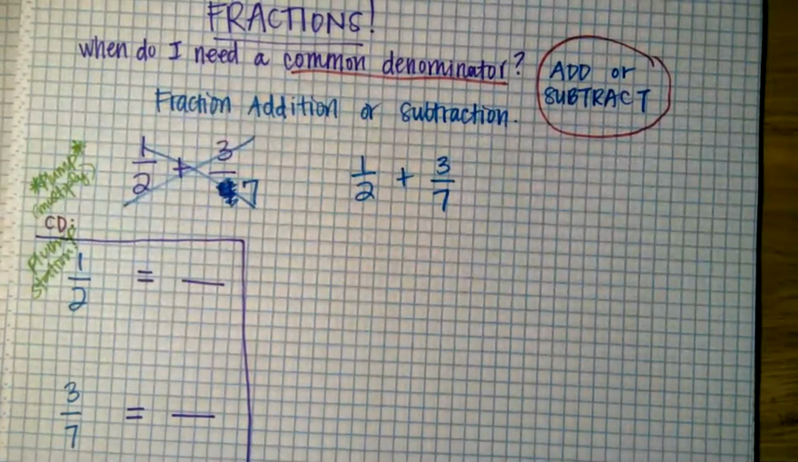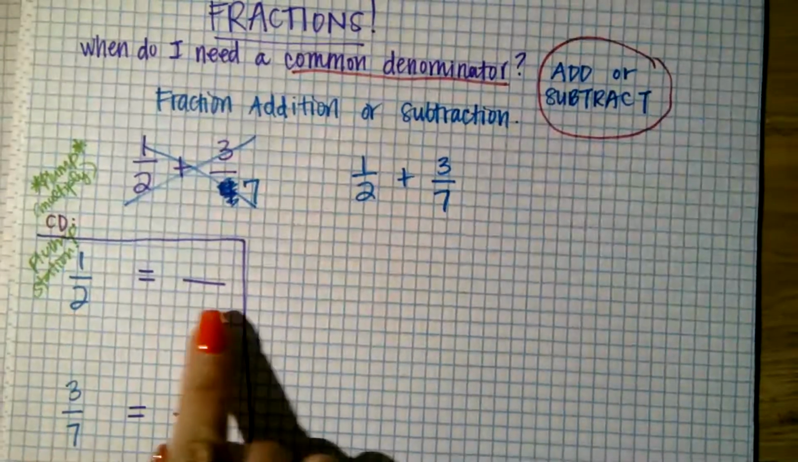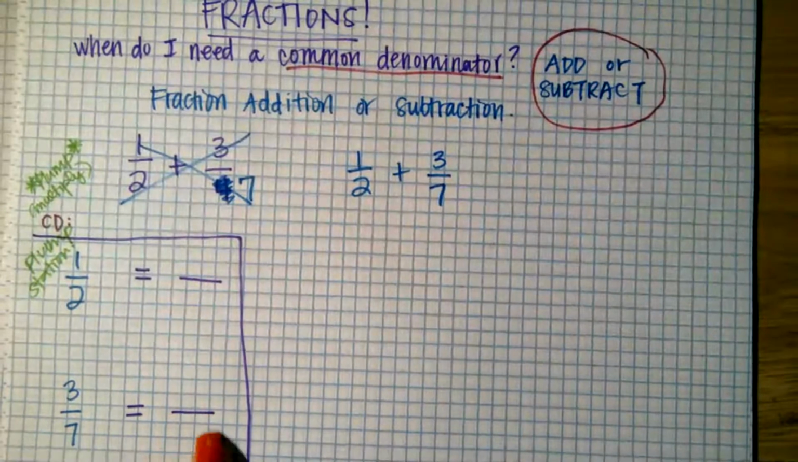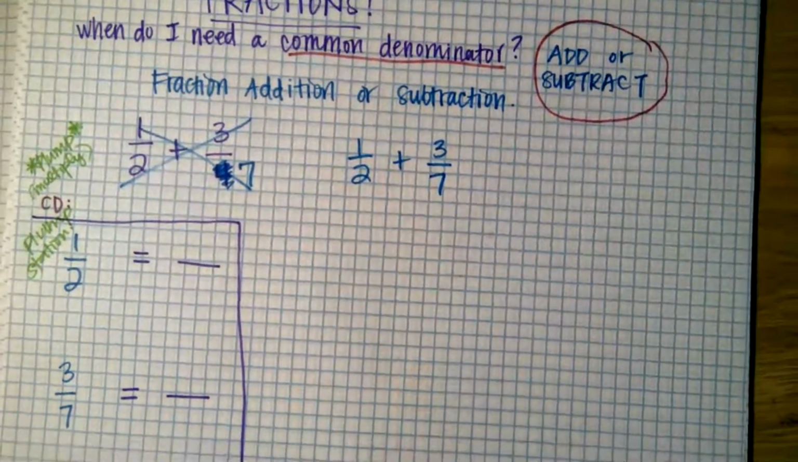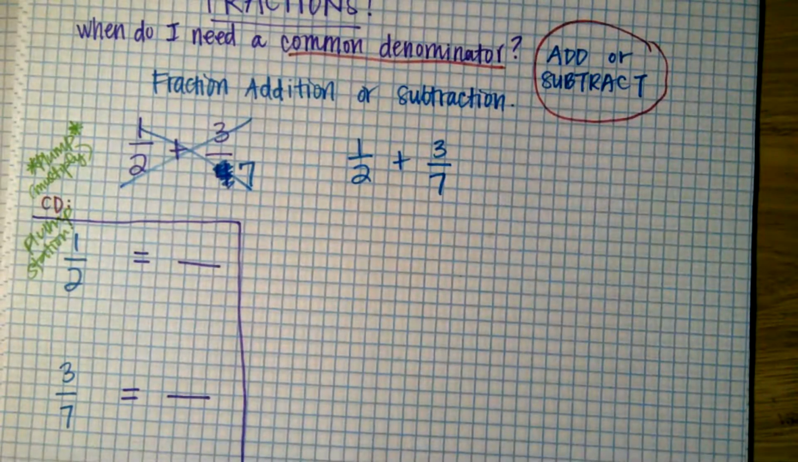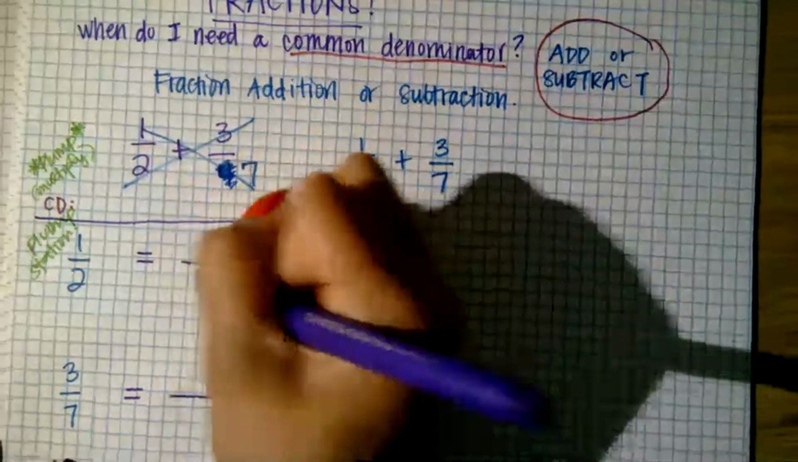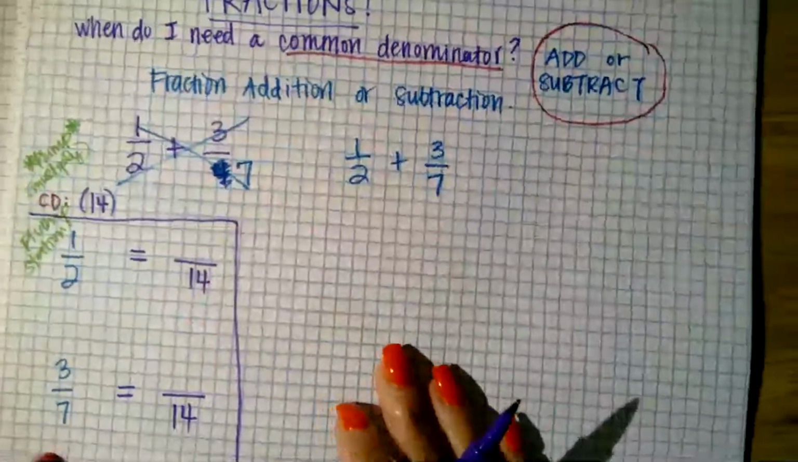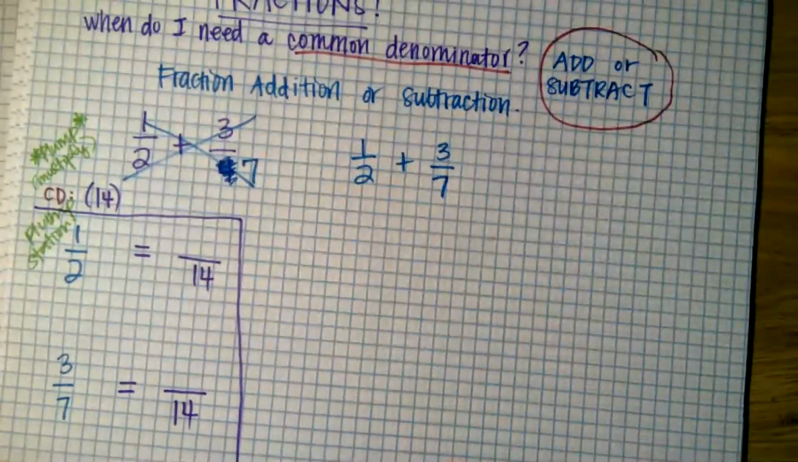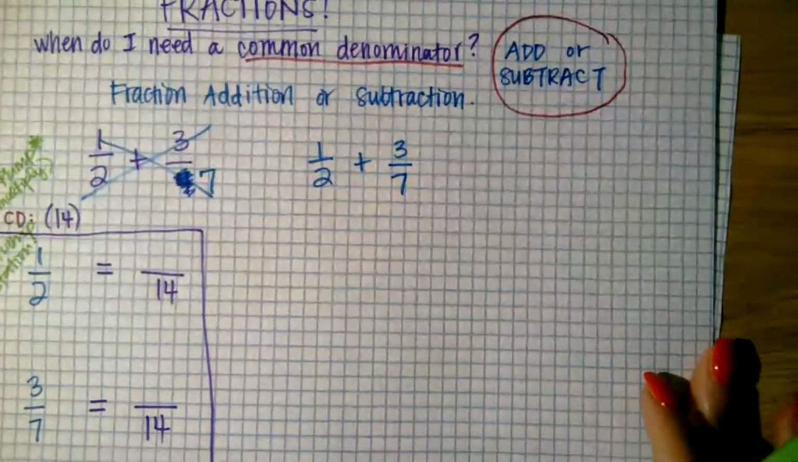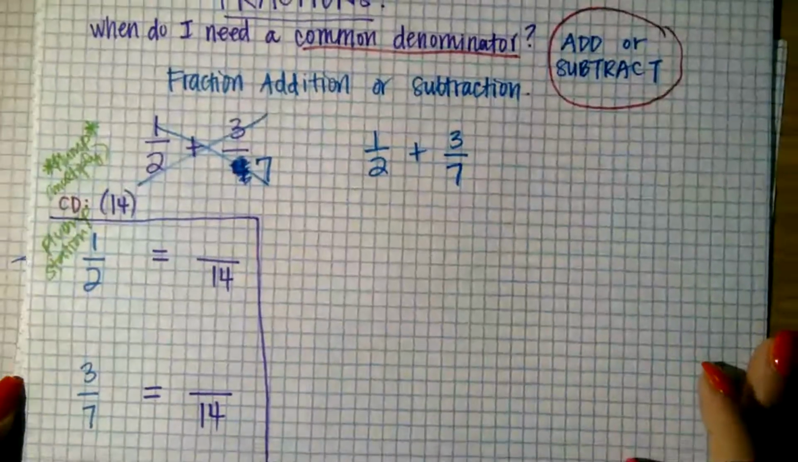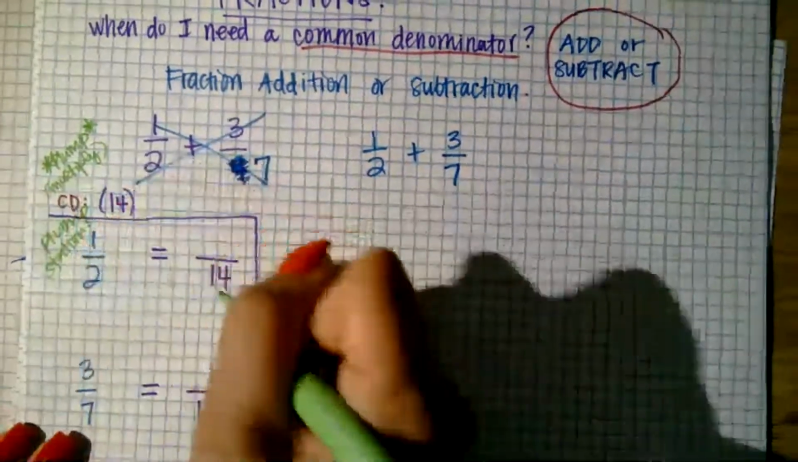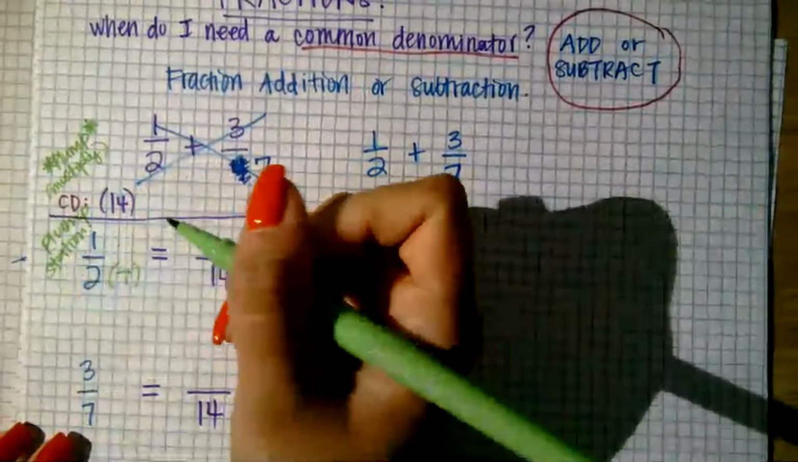So I need to find a number that I can multiply this guy by, and it's going to give me the same number that I can multiply this guy by. So what is a number that 7 and 2 both agree with? That's going to be 14. So my common denominator is 14. So now I ask myself, 2 times what? 2 times what gives me 14? If you said 7, ding, ding, ding, that's correct.